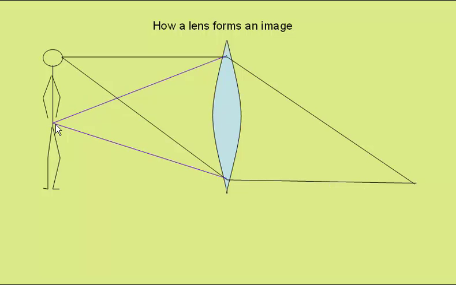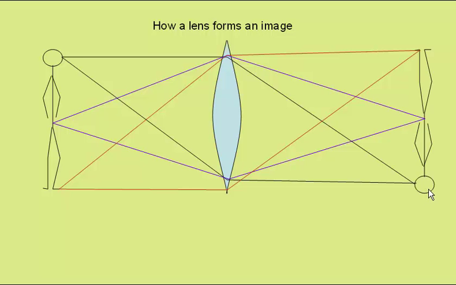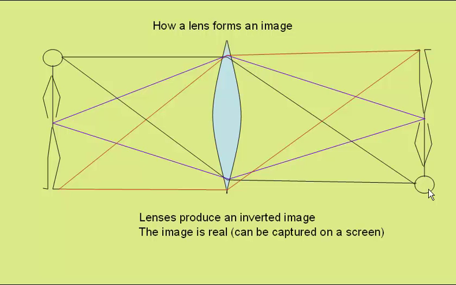Light from the centre going to the two ends of the lens will be bent equally and so will end up in the centre. And light from the feet, well, now the ray here is approaching straight on and so gets bent upwards. The light travelling to the top is bent by the same degree but ends up coming out straight. So this point relates to the person's feet, this point to their head. So the image would look something like this. Lenses produce an inverted image. We call it a real image as it can be captured on a screen.